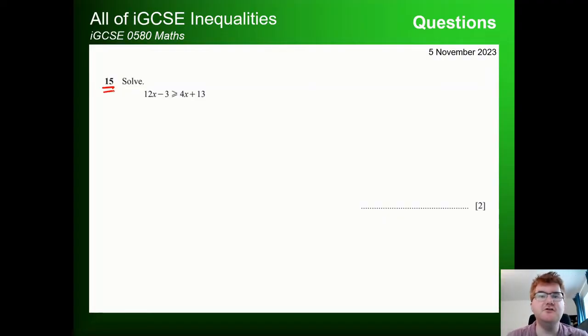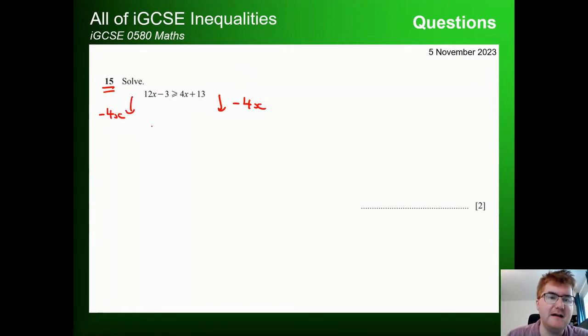Again, we approach it, those 2 rules, treat it like an equation, and don't forget about dividing or multiplying by negative numbers. So, which is the fewest amount of x here? 4x. What's the opposite of adding 4x? Well, minusing 4x from both sides.